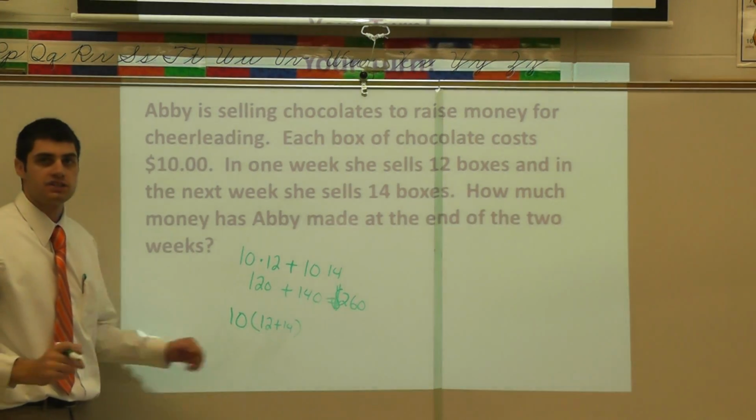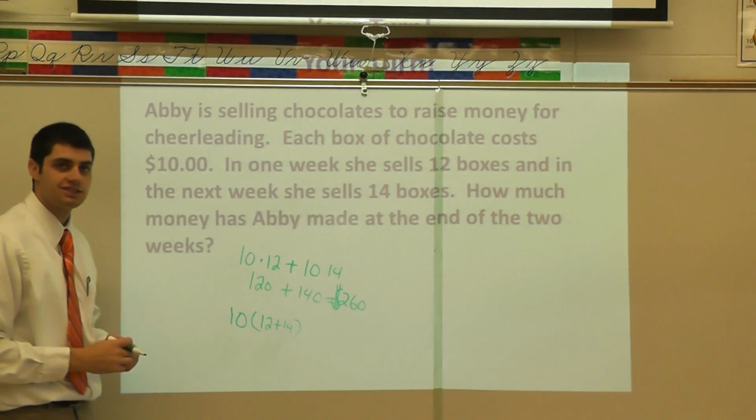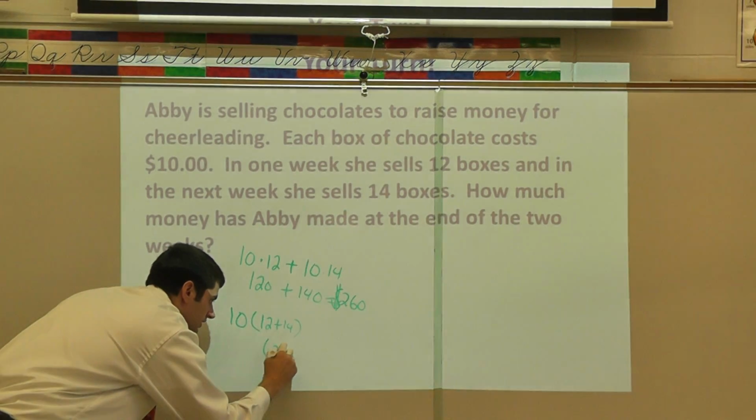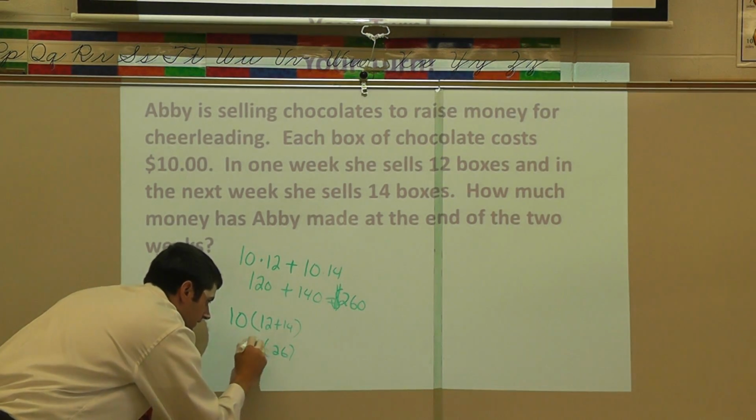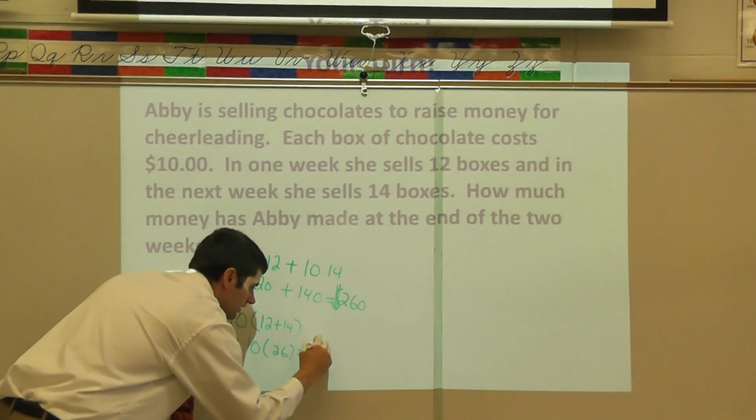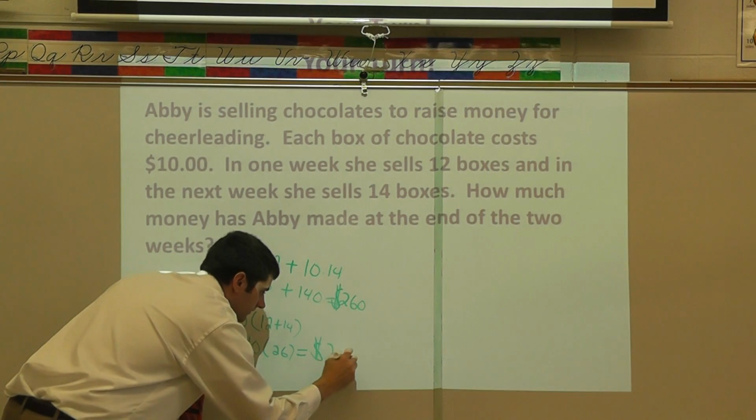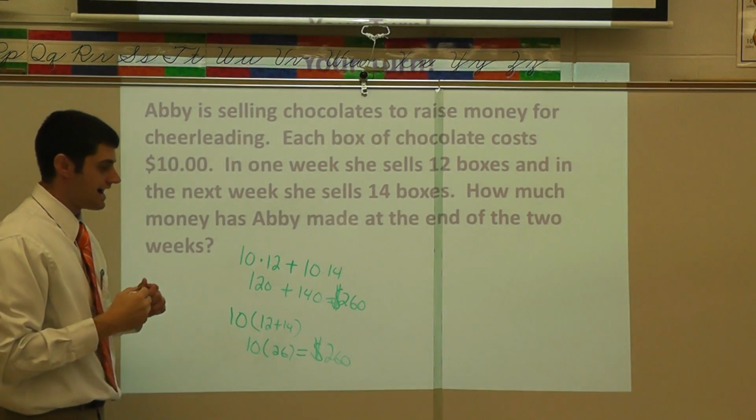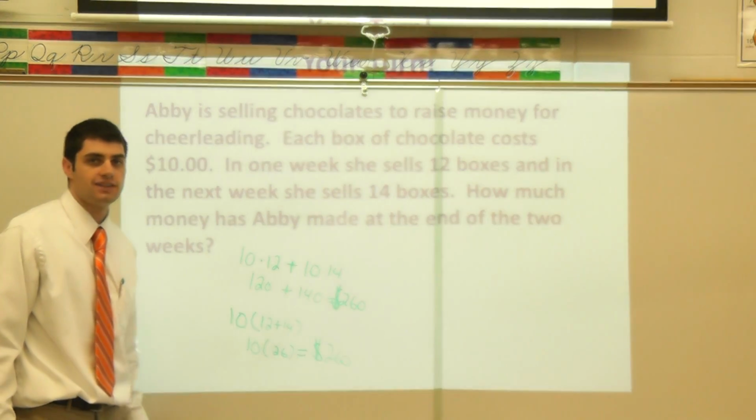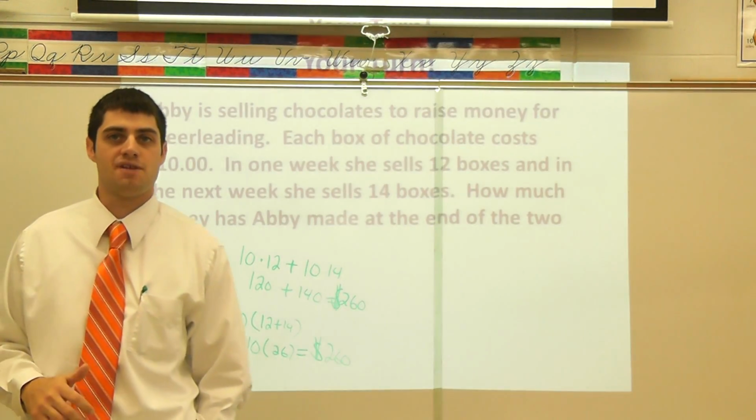Here's a different number sense to solve the problem, because each box is $10. So 12 plus 14 becomes 26. $10 times the 26 boxes would be $260. So again, the same answer, 2 different ways or keys to be able to find that answer. Hopefully you came up with that same answer.